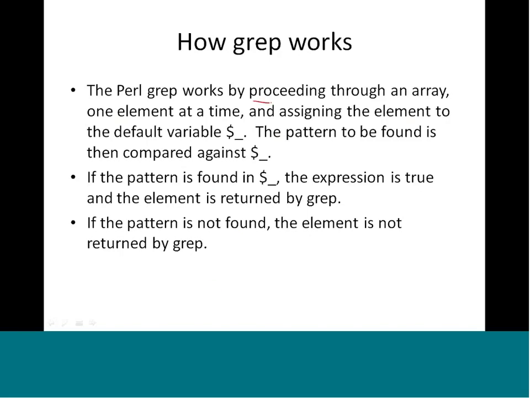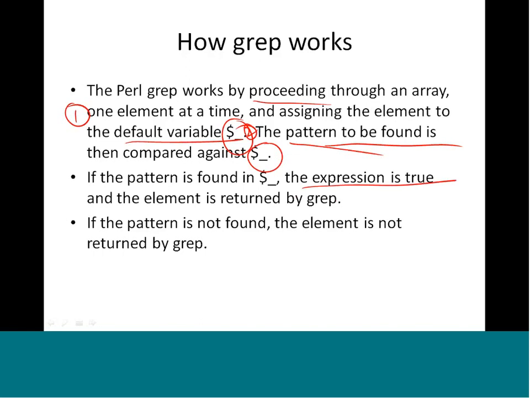Basically grep works by proceeding through an array one element at a time, assigning the element to the default variable $_. This we know about the $_, it's pretty common. Then the pattern to be found is compared against the $_. So it goes through these two operations. Number one is to assign one element to the default variable, and then it compares the pattern against the $_, and once that is successful, then it is returned.